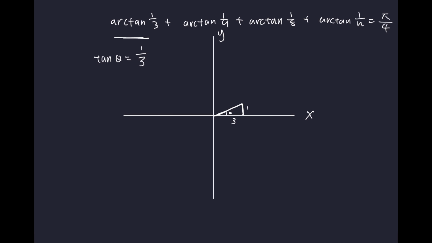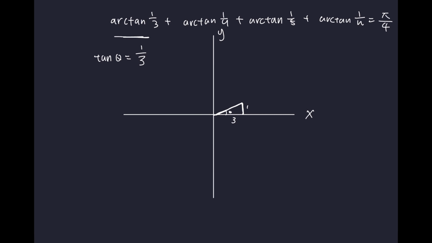Now let's take a look at our next one, arctan 1/4. Well, this is the same thing, except now it's 4. So the y value is still 1, but now it goes to the right by 4 units. And then we can do the same for arctan 1/5. It'll look something like this. And we're not going to plot arctan 1/n right now.